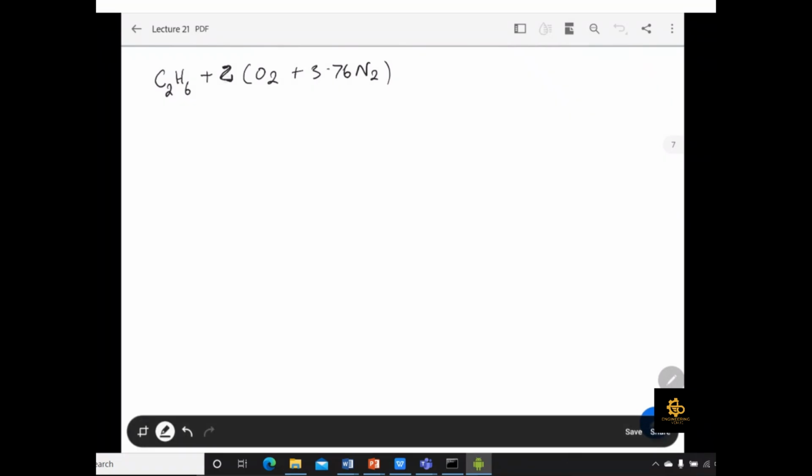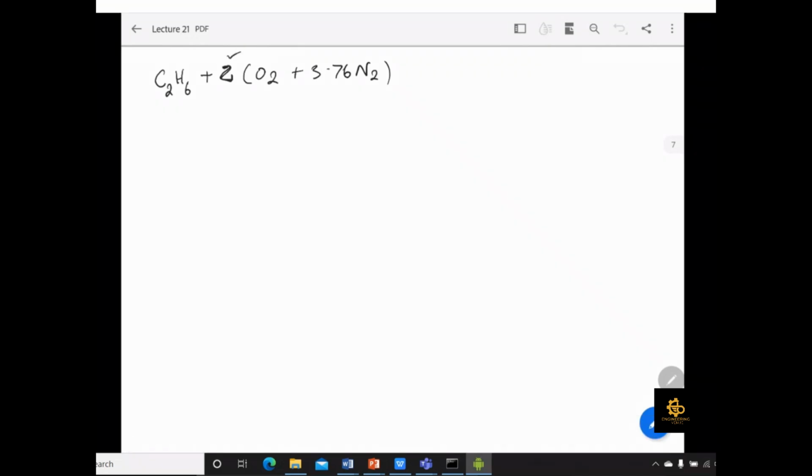Okay, so this is Z. I will just represent one component over there as Z. I will tell you what it is later on. This is the combustion equation, producing CO2 and H2O.